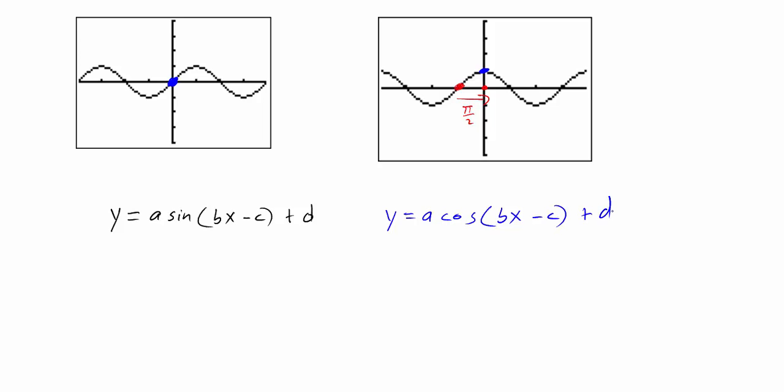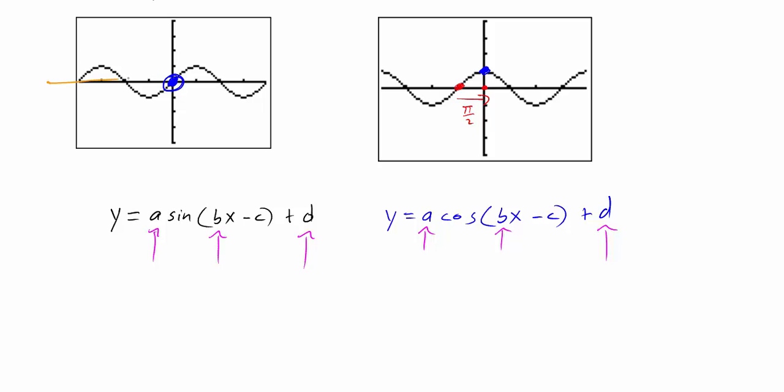So whether you're looking at the amplitude, the period where we use the b value, the bx minus c dealing with the phase shift, and d being the vertical shift, all of that is going to be calculated the same way as for the sine function. The only difference you have to be aware of, like I stated before, is that when we go to graph, the sine function starts down on the axis, whereas the cosine function starts above the axis.